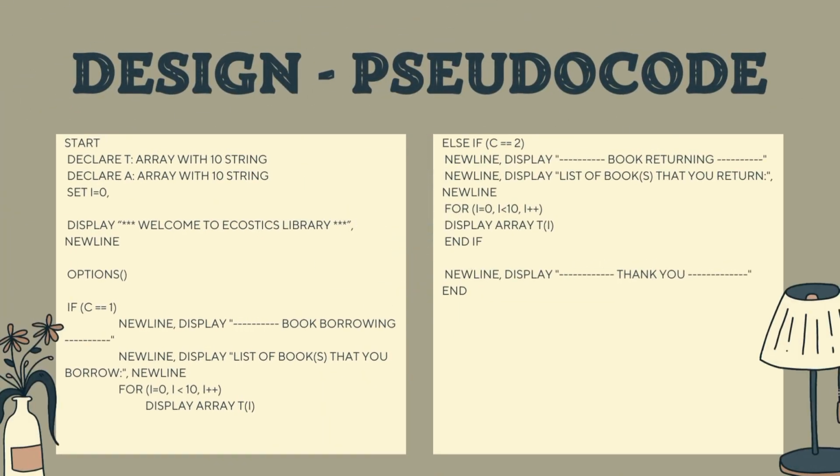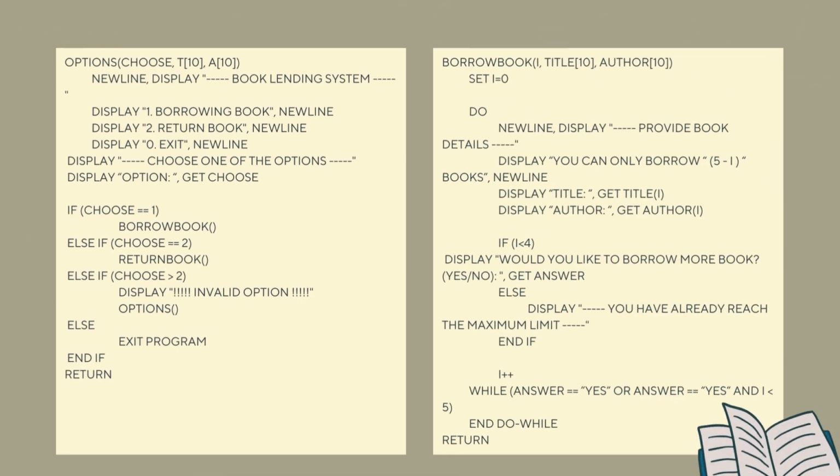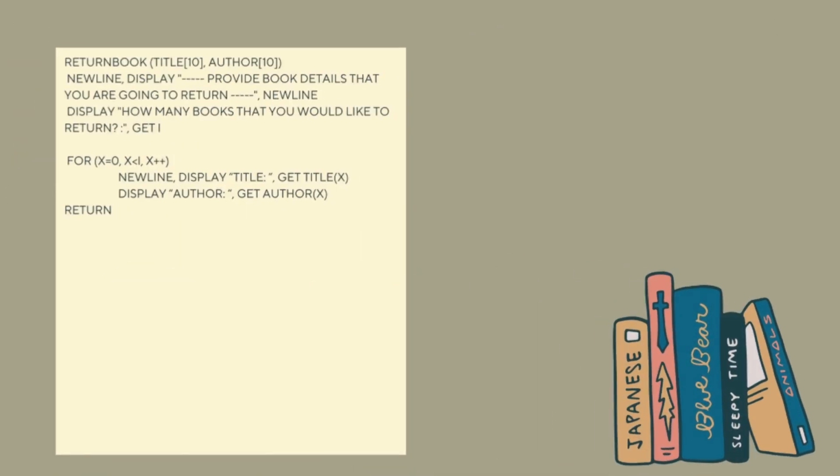This is our pseudocode. First, we declare and set the variables, and we call the option function. Next, we have an if selection and a for loop inside the if selection. Next, for the option function, the system will display 3 options and an if selection to call either the borrow book function, return book function, or exit. Then for the borrow book function, we ask for input from the user inside a do while loop. Next, for the return book function, we ask for input from the user inside a for loop.